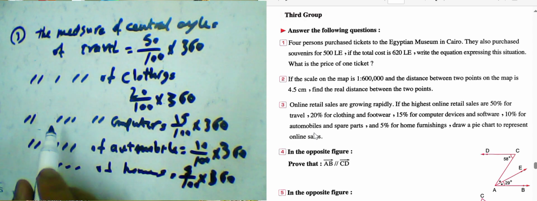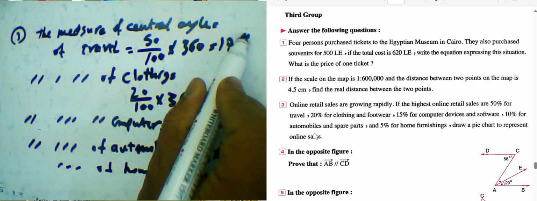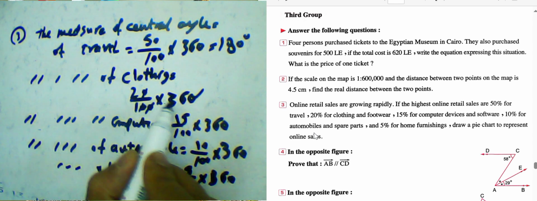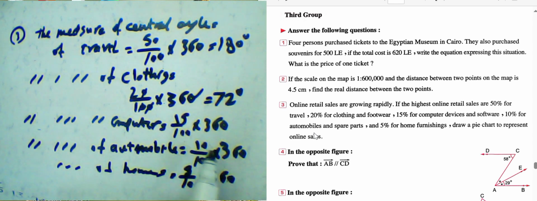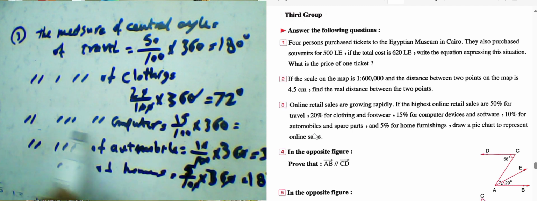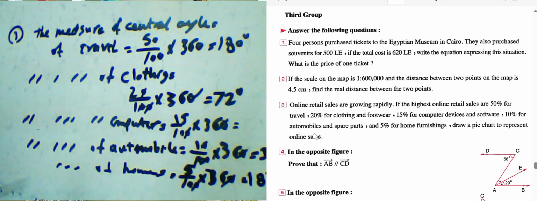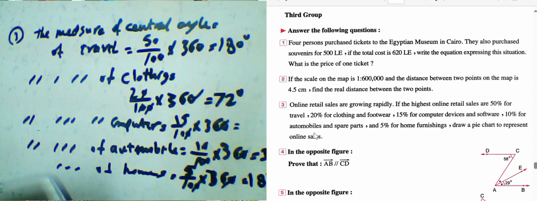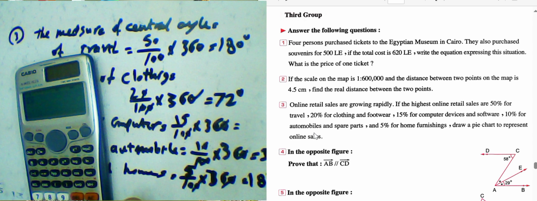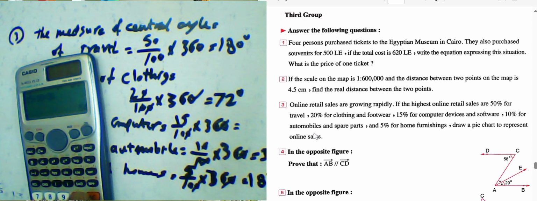50 over 100 will be 180 degrees. And this one, 20 over 100 times 360, cancel 0 by 0, and 2 times 36 will be 72 degrees. And we have 15, half of 30, cancel double 0 by double 0, it will be 36 degrees. And the last one, 5, cancel 0 by 0, half of 36 will be 18 degrees. And for this number, 15 times 36 divided by 10, we can use the calculator here. We write 15 divided by 10 times 36. The result will be 54 degrees.